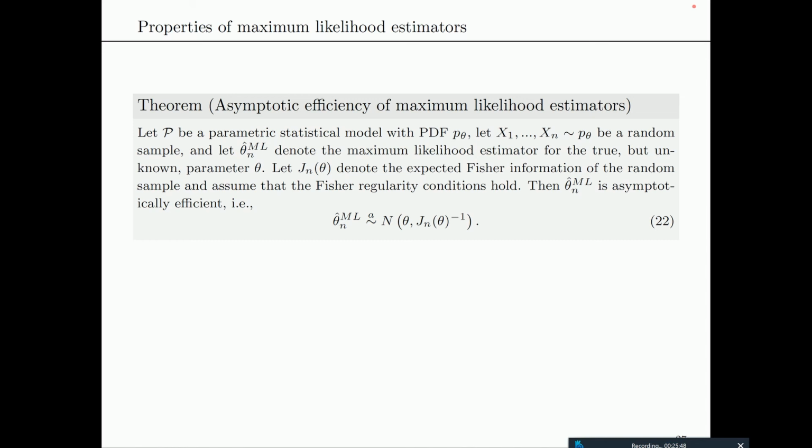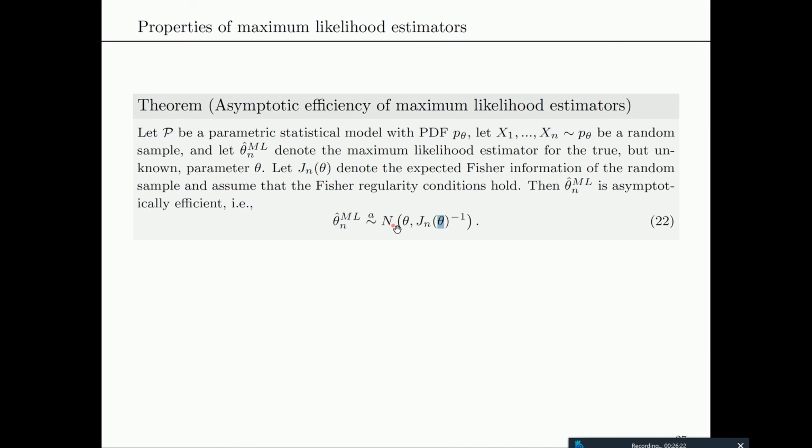The other thing is the asymptotic efficiency of the maximum likelihood estimator. So consistency we've now seen, and now we are talking about the asymptotic efficiency. The statement is, of course, that the maximum likelihood estimator is asymptotically distributed according to a normal distribution, with expectation being the true but unknown parameter value, and variance being the reciprocal of the expected Fisher information at the location of the true but unknown parameter value.